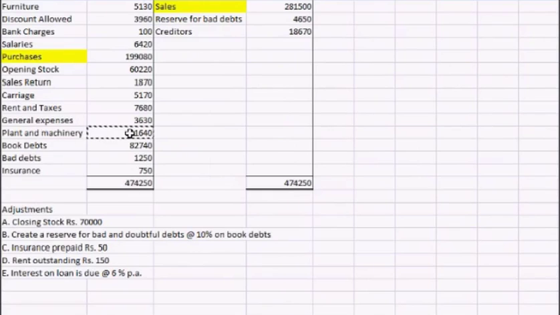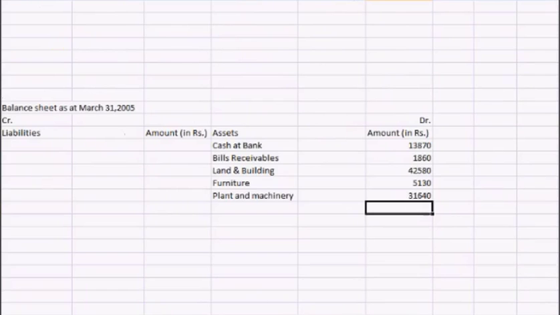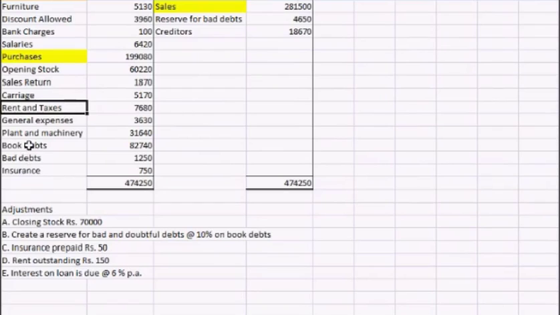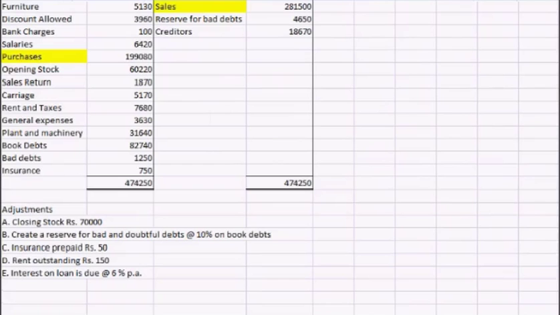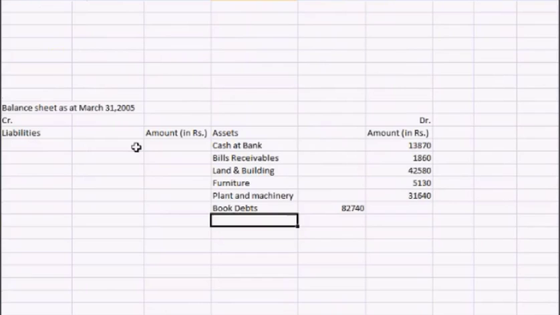Take the amount. Now the next is book debts. Book debt is also an asset, but we have adjustments in debts, so we don't write this amount in the main balance. We'll keep it for calculation.